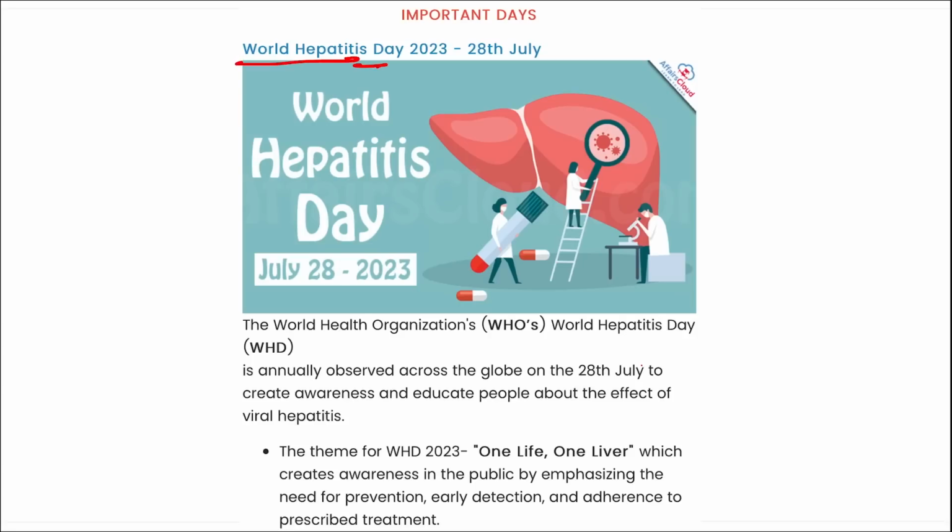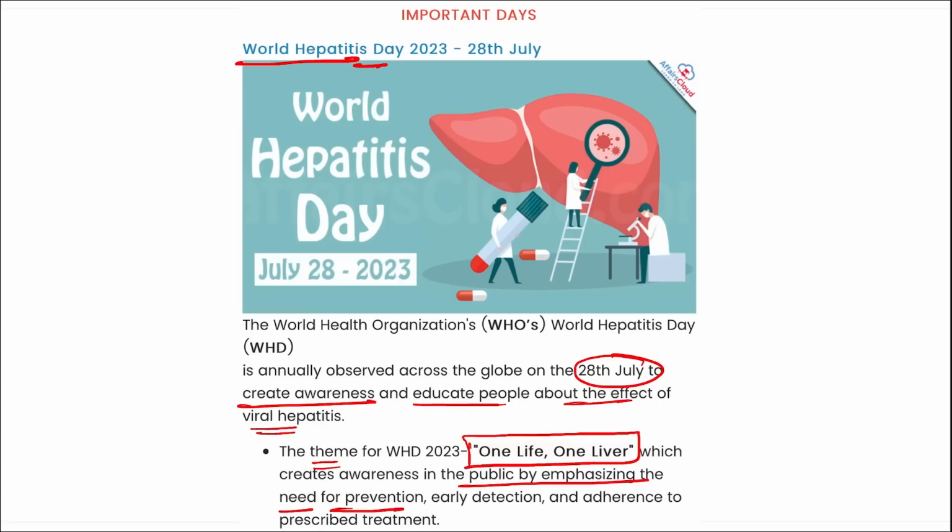Next, World Hepatitis Day. This day is observed globally on 28th of July to create awareness and educate people about the effect of viral hepatitis. The theme for this World Hepatitis Day is One Life, One Liver, which creates awareness in the public by emphasizing the need for prevention, early detection, and adherence to the prescribed treatment. This is the campaign to remember for World Hepatitis Day, and the theme you need to remember is One Life, One Liver.